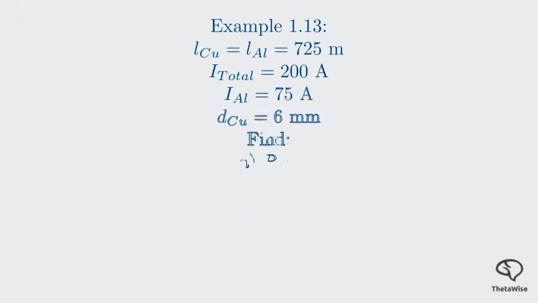Example 113. A 725-meter copper conductor is in parallel with an aluminum conductor of the same length. The total current is 200 amps, and 75 amps flows through the aluminum conductor. The copper conductor has a diameter of 6 millimeters. We need to find the copper resistance, the voltage drop, the aluminum resistance, and the aluminum diameter.